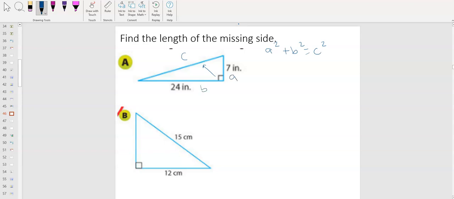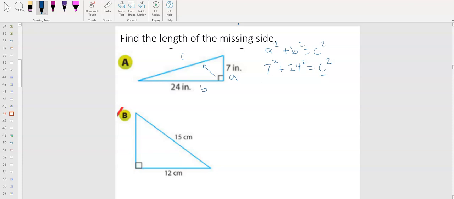It doesn't matter which one's which, but I'm going to say 7 is A, 24 is B, so 7 squared plus 24 squared is going to equal C squared. And what we're going to do is use that math like we did in our order of operations and like we've done in solving for a variable, and we're going to go ahead and solve this problem. So the first thing we're going to do is our exponents.